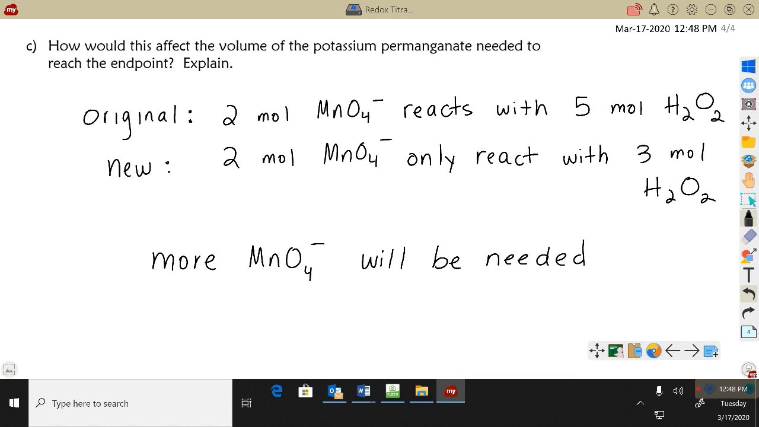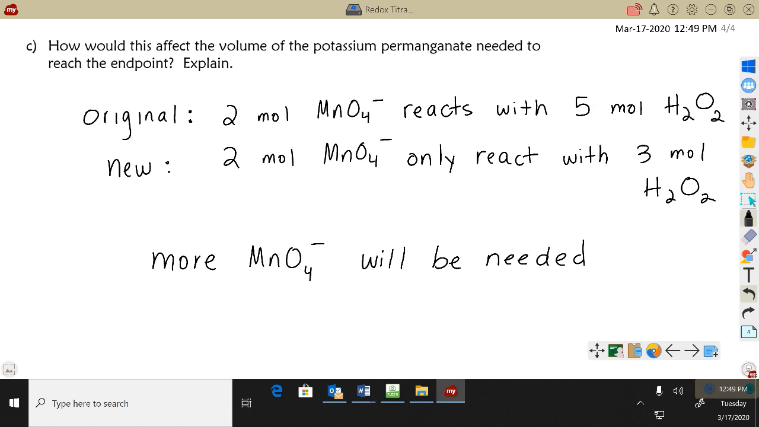Because this time in the second trial, I can only react 3 moles of the hydrogen peroxide. And if we use the same hydrogen peroxide, there would be the same amount of H2O2 in the original solution. But now I'm going to react less of it per mole of permanganate. It's supposed to be a 2 to 5 ratio. It would seem as though I would need more permanganate ion, or more of that purple solution.